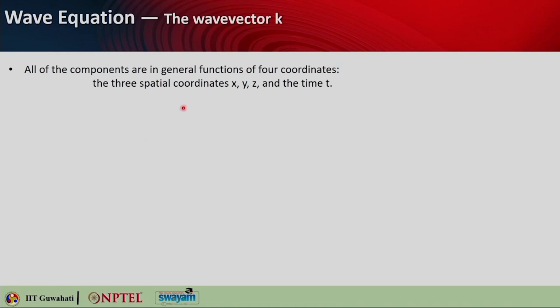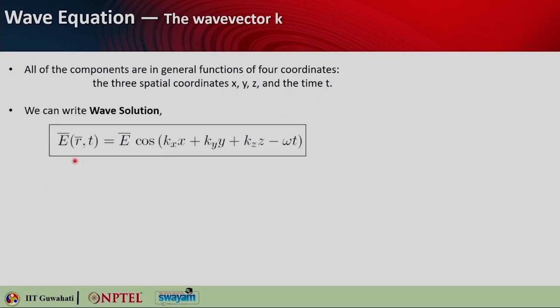All of the components in general are basically functions of 4 coordinates. There are 3 spatial components, x, y and z. These are the spatial coordinates, and there is also time. If you consider the electric field, it is a function of position, as I told you before, and time. So you can write this as E equals cos(kx x plus ky y plus kz z minus omega t). This could be a solution to the wave equation.